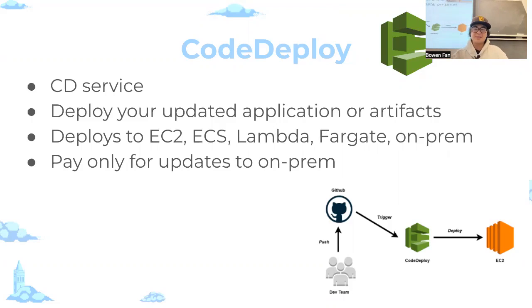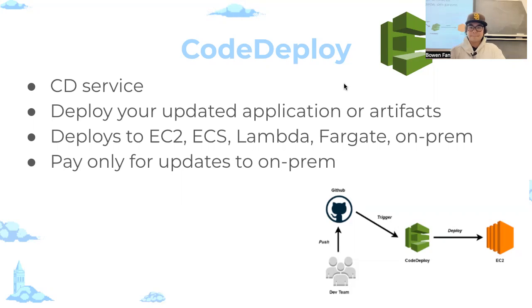So CodeDeploy is a CD service. Basically, you deploy your updated applications or artifacts to various environments or deployments. So you can deploy it to EC2, ECS, Lambda, Fargate, etc. Those are your different deployment areas. And then you pay for only the updates to the on-prem environments. So remember, on-prem is when you have hardware that you own and you don't have it in the cloud. You just basically pay for the artifacts or packages that you deploy on-prem. But when you're deploying to EC2, for example, it's all free.